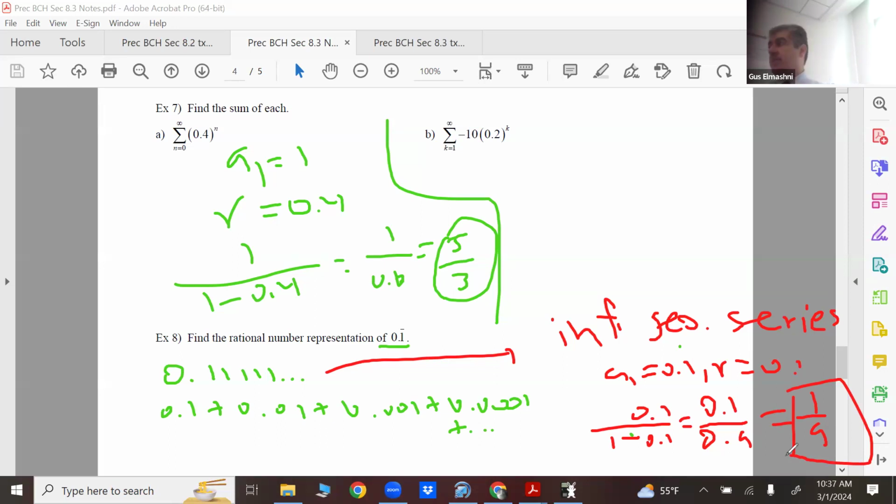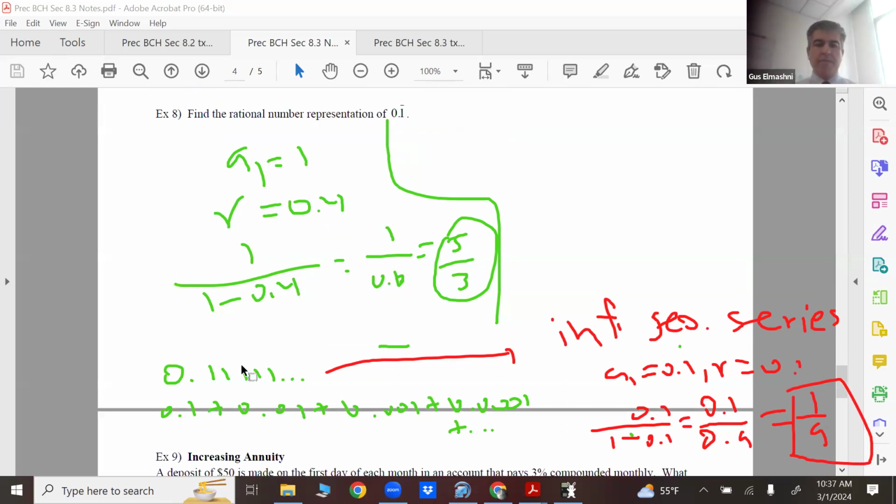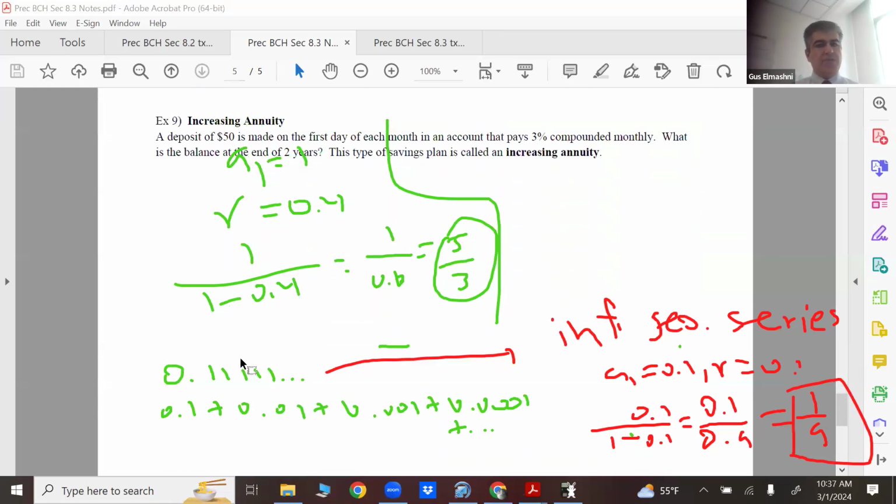1 minus R if it's infinite, and R is between -1 and 1. Two things: it has to be infinite, and R is between -1 and 1. Yeah. Okay. Just what I was talking about.